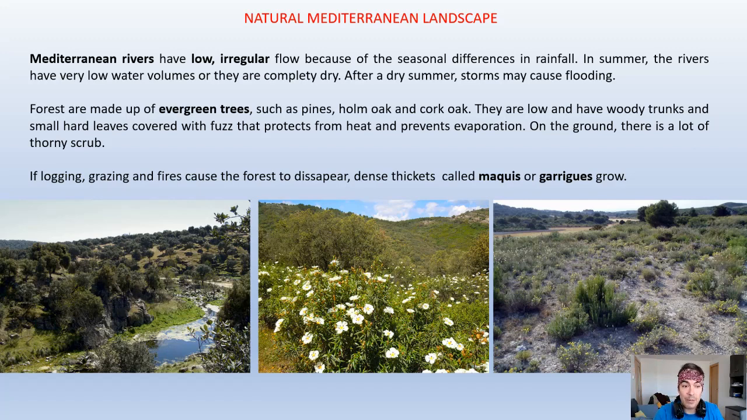In summer, the rivers have very low water volumes or they are completely dry, what we call in Spain una rambla, a soft basin, it's a rambla. And after a dry summer, the storms may cause flooding, inundaciones. Okay, we can see this in the eastern coast of Spain, for example.